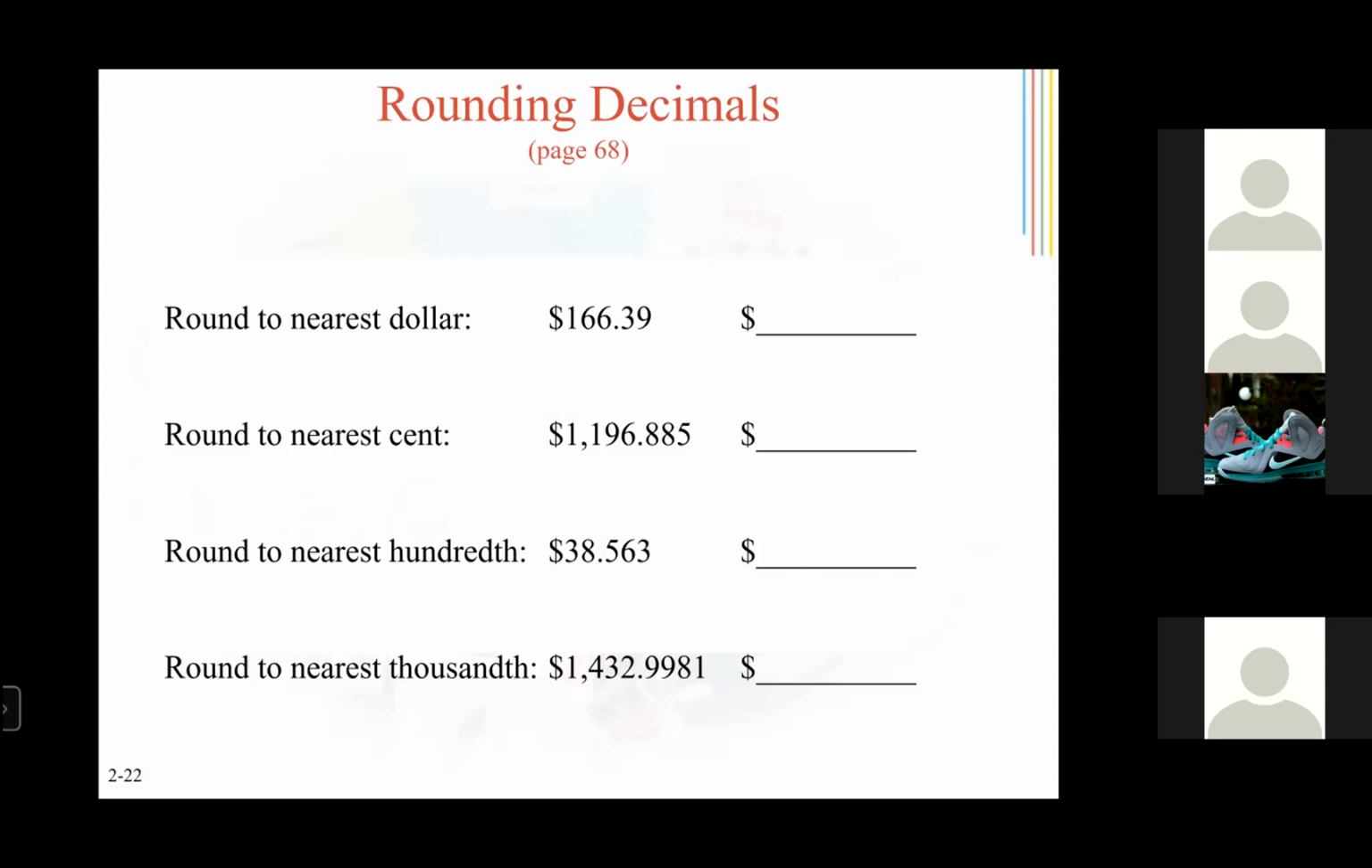The first one says round to the nearest dollar. What would you round this to? $166. Okay, 166. The next one says round to the nearest cent.